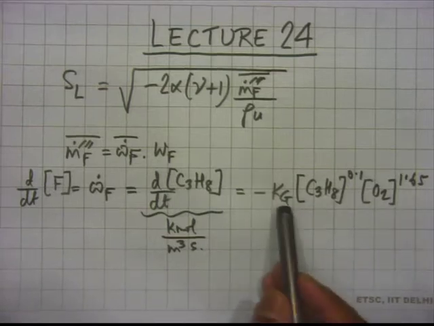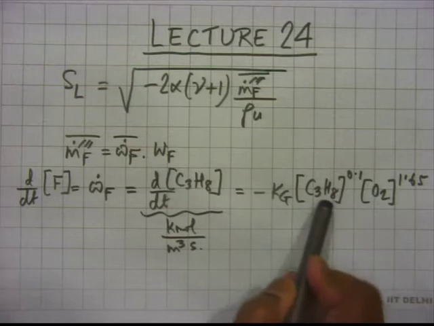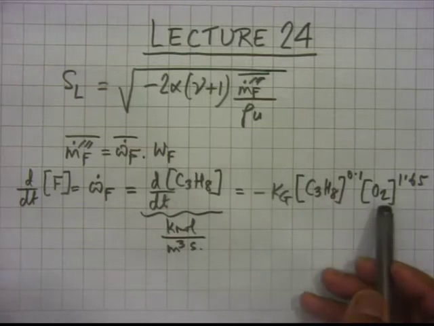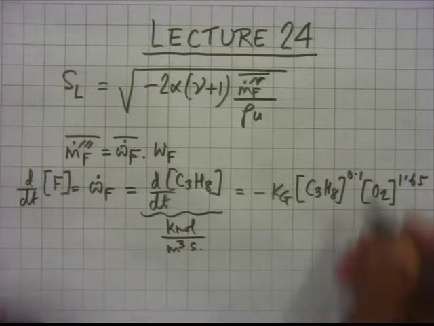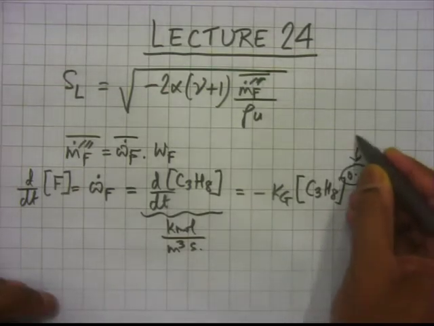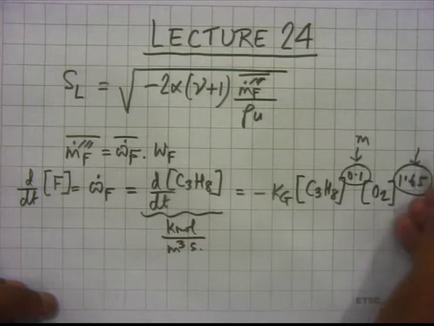and that comes from a global reaction rate constant multiplied by concentration of propane raised to some power and concentration of oxygen, this is not oxidizer, O2, raised to some other power. Where do these powers come from? Okay, these powers you can get from one of the tables in chapter 5, I think it is table 5.1. So, these are essentially what we have been referring to as m and n, correct?